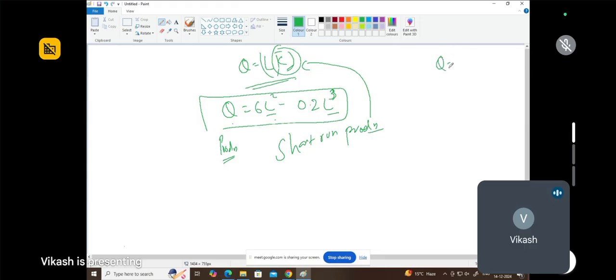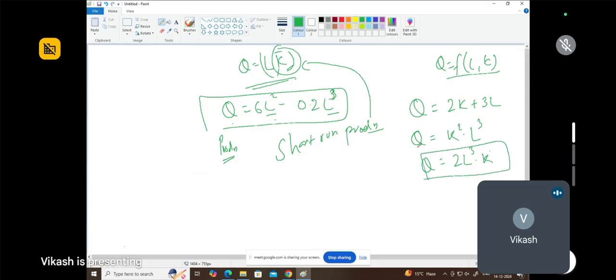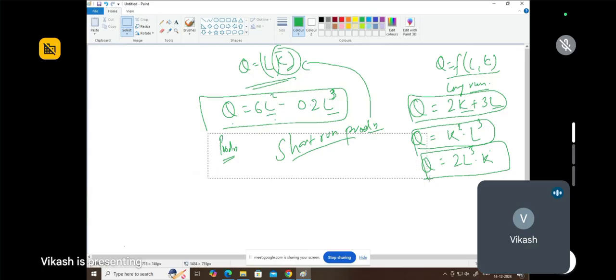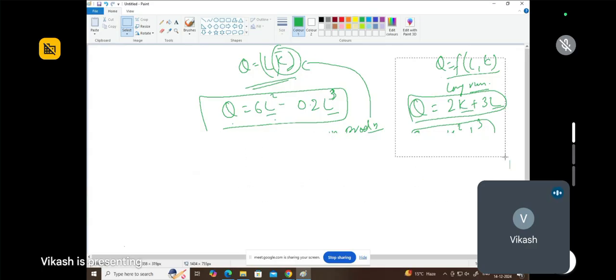Whereas in a long run production function numerical, you will see both labor and capital as inputs, say 2K plus 3L, or K square L cube, or 2L cube K. These are all long run production functions, where in the equation you will see K as well as the input L, and the others are short run production functions. In the exam you will get a numerical of 10 marks for the short run production function, and a numerical of 10 marks for the long run production function.